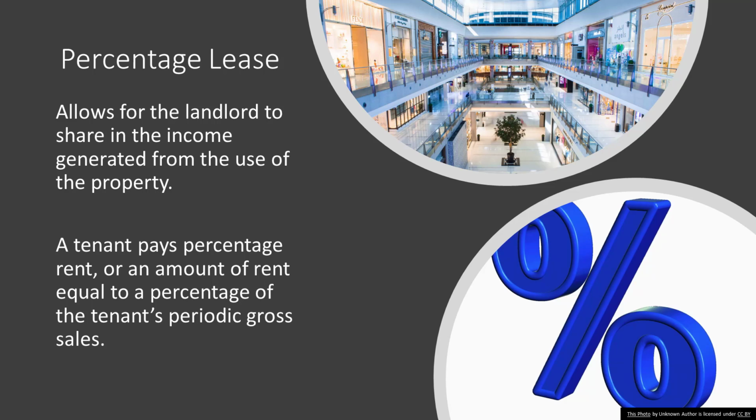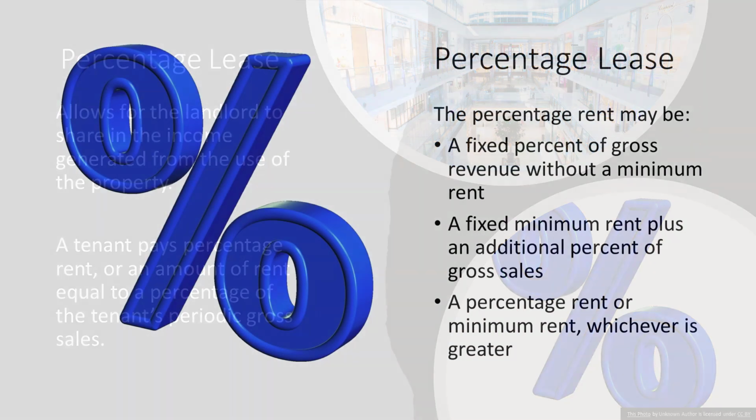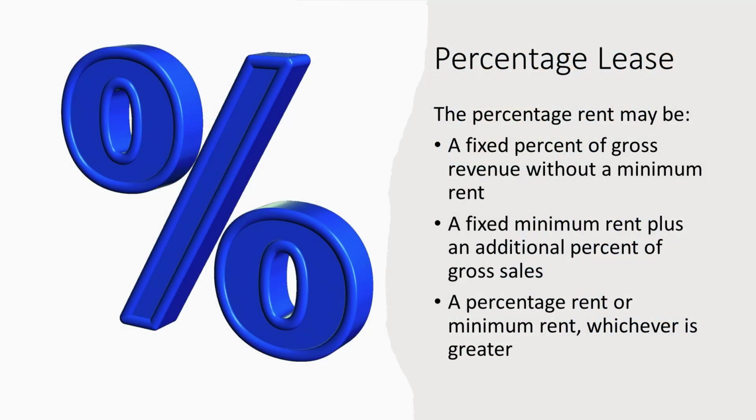A percentage lease allows the landlord to share in the income generated from the use of the property. A tenant pays percentage rent, or an amount of rent equal to a percentage of the tenant's periodic gross sales. The percentage may be a fixed percent of gross revenue with a minimum rent, a fixed minimum rent plus an additional percent of gross sales, or a percentage of rent or minimum rent, whichever is greater. Percentage leases are generally for retail properties.